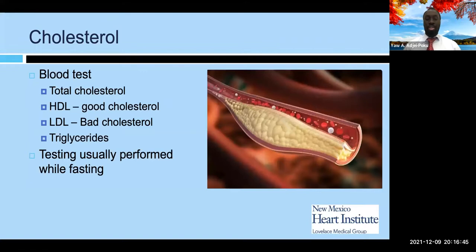Cholesterol. So cholesterol is oftentimes something that we see in patients with high blood pressure, high cholesterol. There's a blood test that we can perform. Total cholesterol is one of the labs that we'll see with the blood test. Typically should be less than 200. HDL, which some of you may have heard of, is your good cholesterol. Your LDL is your bad cholesterol.